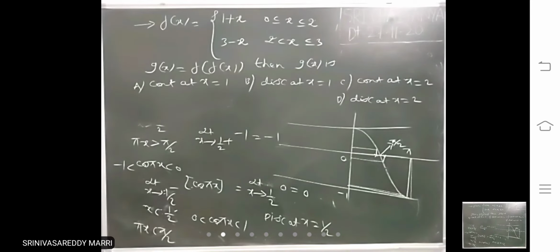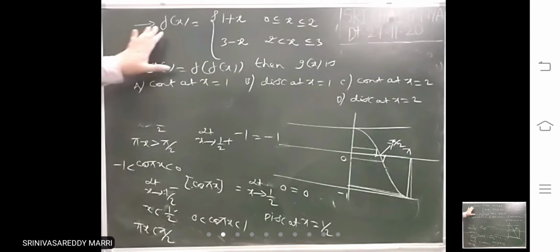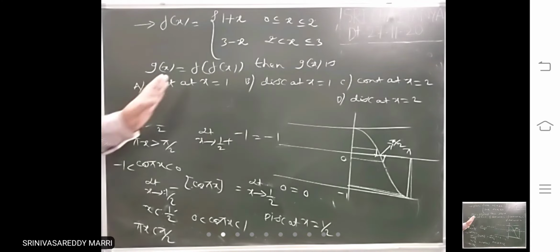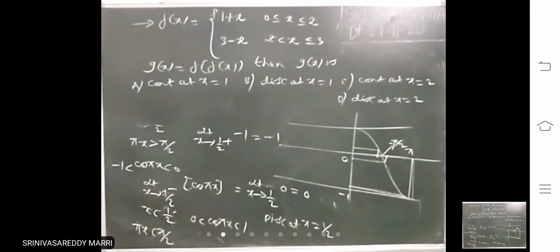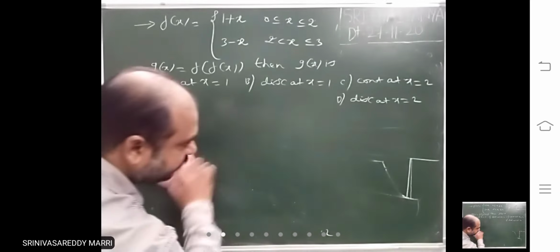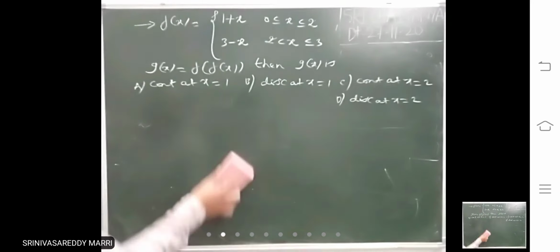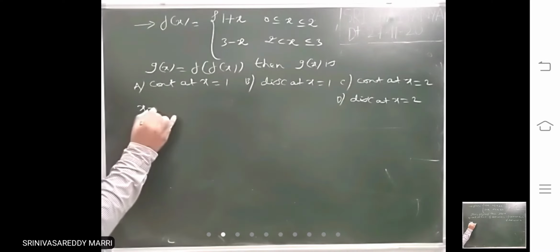Look at here, two definitions are given for f of x. Previously we have done one definition only, f of x given just like that. If two definitions are given, how to deal with it? Look at the composite function. Now you have to check its continuity at x equal to 1 and at x equal to 2. Look at first at x equal to 1.